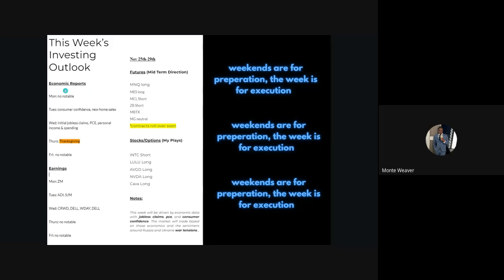But economic reports on Tuesday, we got consumer confidence and new home sales. That won't really move the market much. But on Wednesday, we have initial jobless claims, PCE, personal income, and personal spending. That is definitely going to move the market. Thursday, we got Thanksgiving. Friday, we don't really have anything notable.